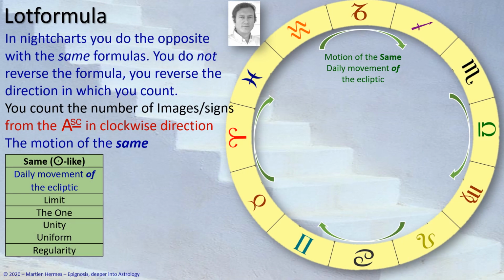And in night charts, you do the opposite. With the same formulas, please remember you do not reverse the formula, you reverse the direction in which you count. Which is also pretty interesting because a night chart has more to do with the motion of the other, yet now you count the lot formula in the direction of the motion of the same, which is again sort of counteracting. It's very interesting because the principle is that it turns around somehow. That's what you do with the lot formula: not reversing the formula, the planets in it, but reversing the manner in which you count these things.